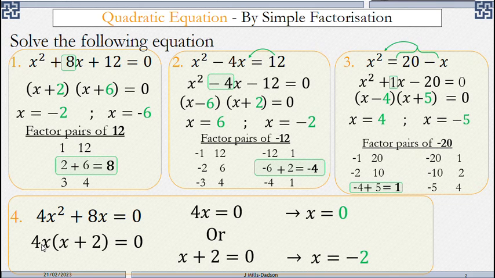So that means 4x is equal to 0. What will x be? Divide through by 4, x will still be 0. The next one, x plus 2 equals 0. What will be x? x will be equal to negative 2. So this is the basic solving quadratic using factorization. In our next example, I'm going to look at harder factorization questions to solve quadratics.